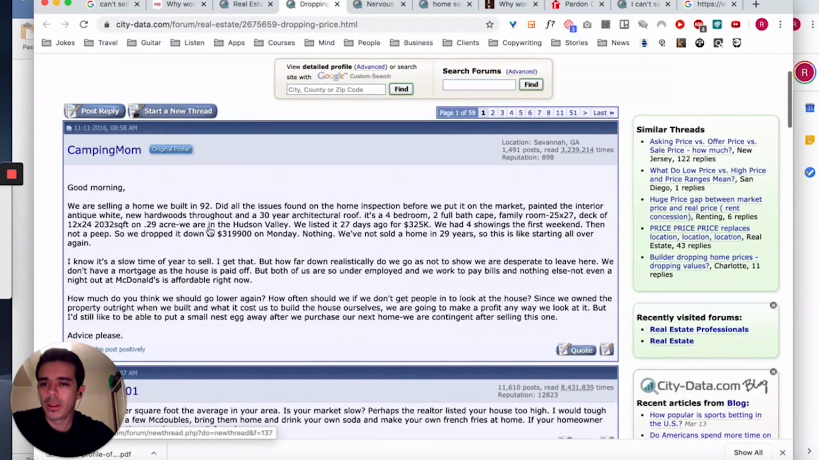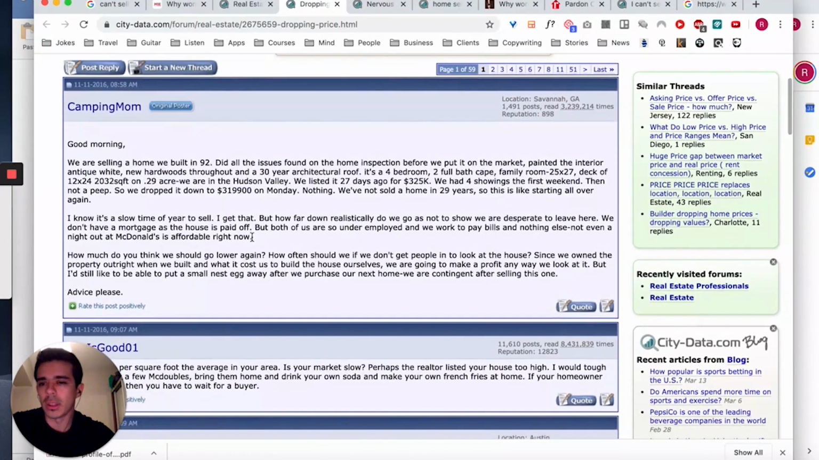Dropping price, question mark. We are selling a home we built in 92. Did all the issues found in the home inspection before we put it on the market, painted the interior, new hardwoods throughout. So that, again, see, now we're starting to repeat, which is great. And I guess that's another way of sort of knowing when to stop. Because sure, I could have spent 3 hours in that other thread and exhausted all these different things that people are saying as recommendations. But then I come across a new thread and I'm like, oh, I got to do it all over again. But then it's like, well, I've already covered the fact that it sucks when you fix up a place and you still can't sell it.